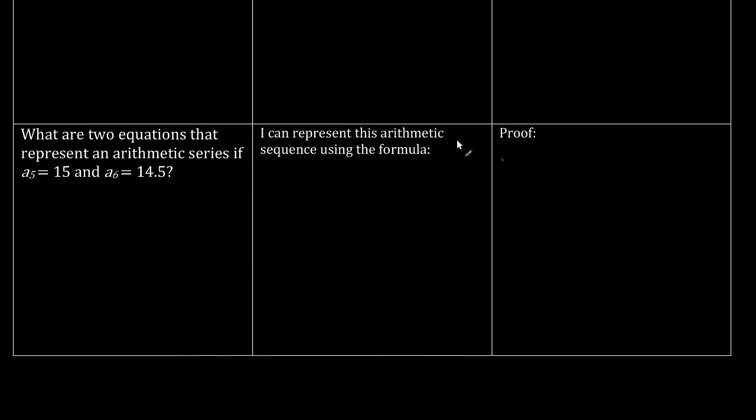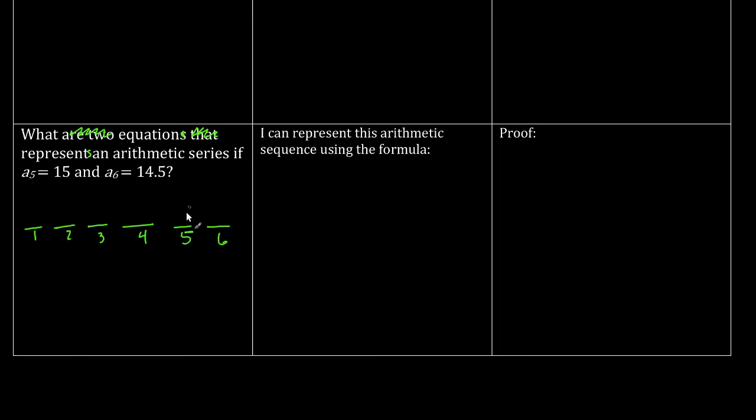Let's try this last one. So what are two equations? Well, make it 1. I don't know why it says 2. What equation represents an arithmetic series if the fifth term is 15 and the sixth term is 14 and a half? So I like to do this. 1, 2, 3, 4, 5, 6.